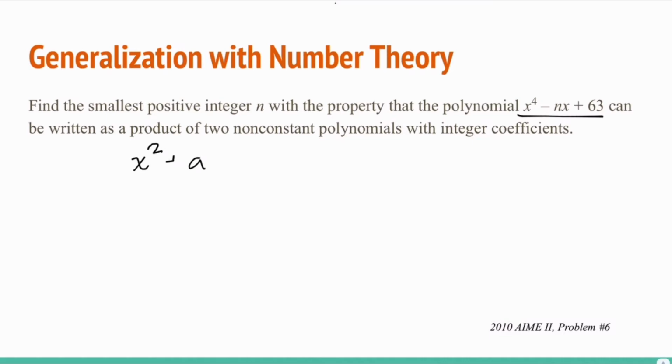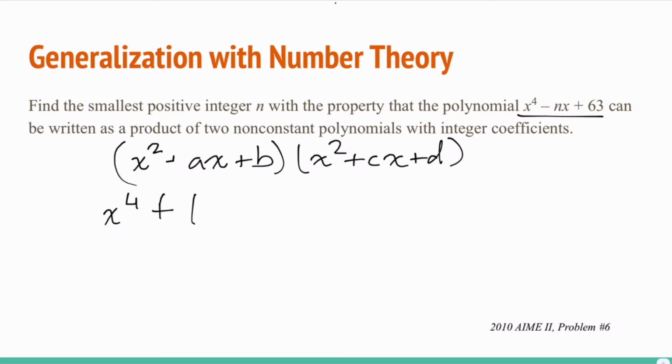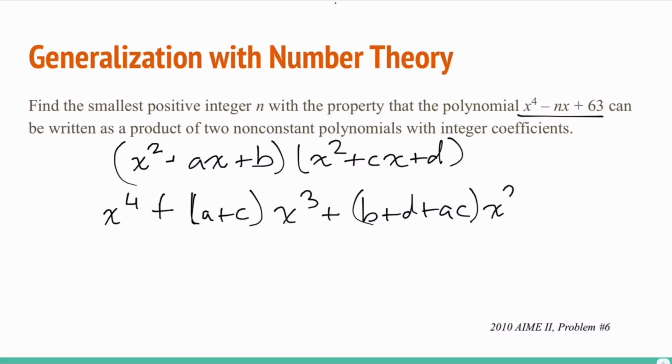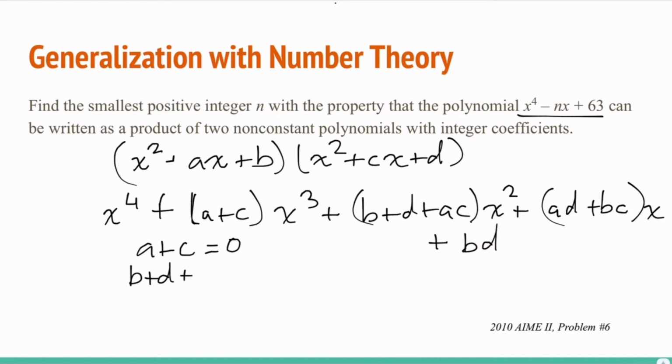For the quadratic, let's generalize it as x squared plus ax plus b times x squared plus cx plus d. And after simplifying, we get x to the fourth plus (a plus c) x cubed plus (b plus d plus ac) x squared plus (ad plus bc) x plus bd. And after we equate coefficients, we get that a plus c equals 0, b plus d plus ac equals 0, ad plus bc equals negative n, and bd equals 63.